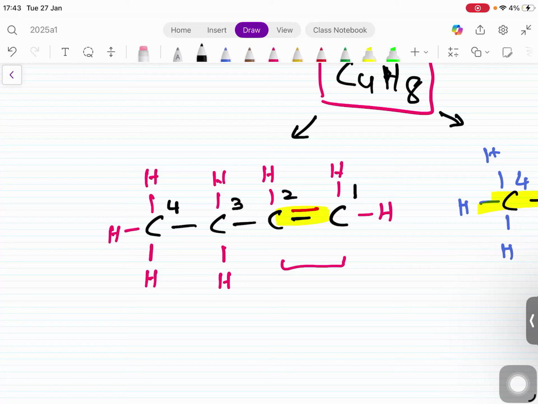And I number every carbon in the chain. Now how many carbons are in the chain? And where is the double bond? Between carbon number 1 and carbon number 2. So I'll pick the smaller number and put that number before the ene. Ene represents the double bond. So I'm going to write here but-1-ene.